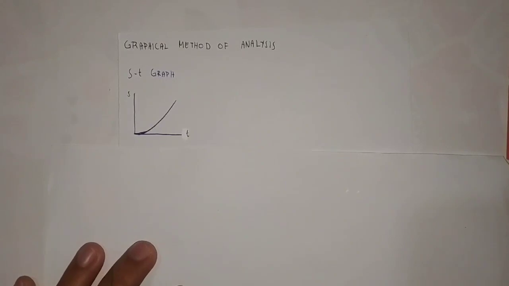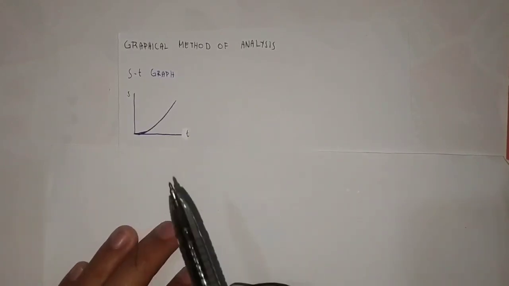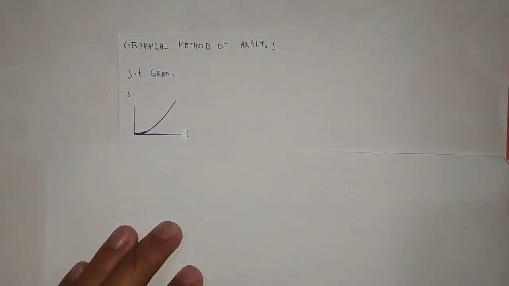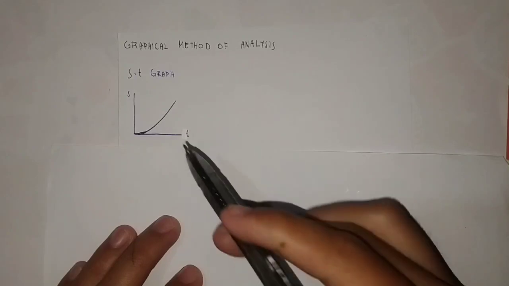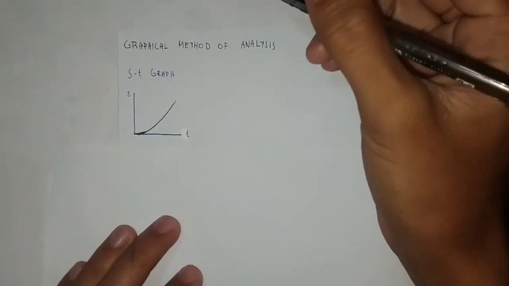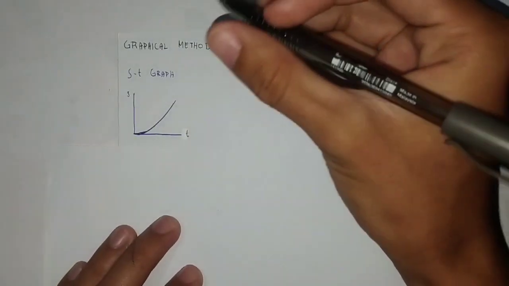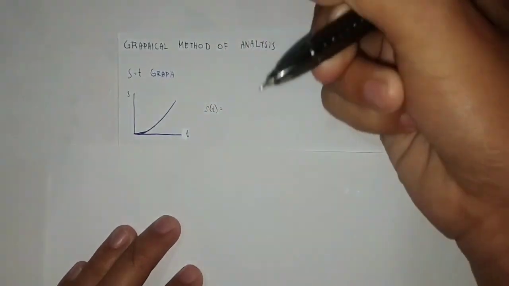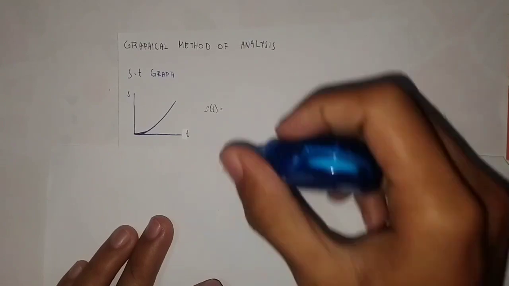So the graphical method of analysis involves the ST graph. So this is the ST graph. As you can see, T is our x-axis and S is our y-axis. So let's take for example this graph. This graph is a graph of a parabola. Let's say this is S.